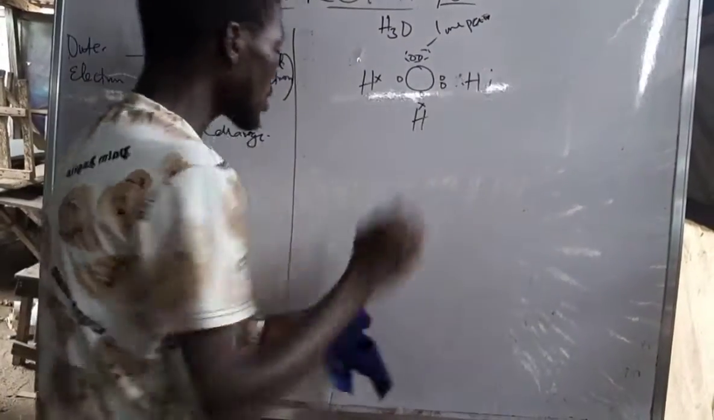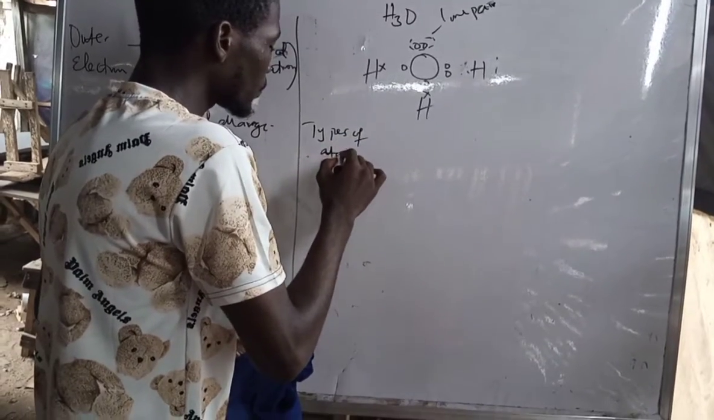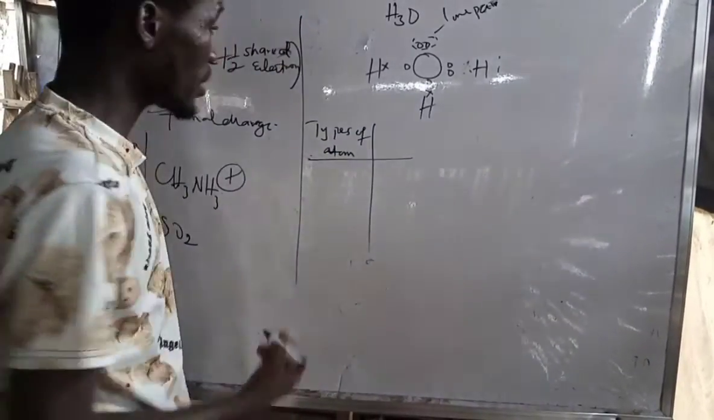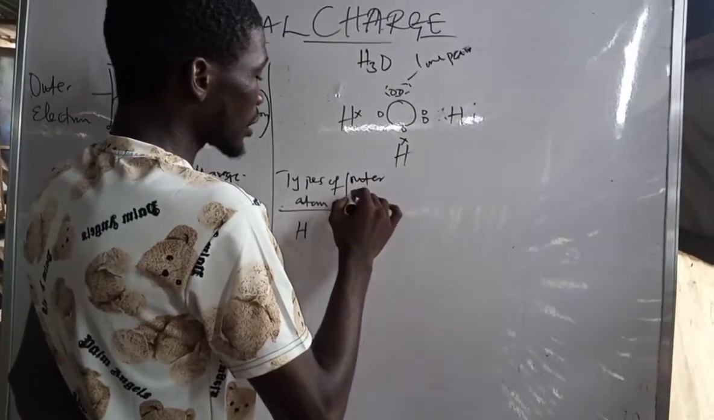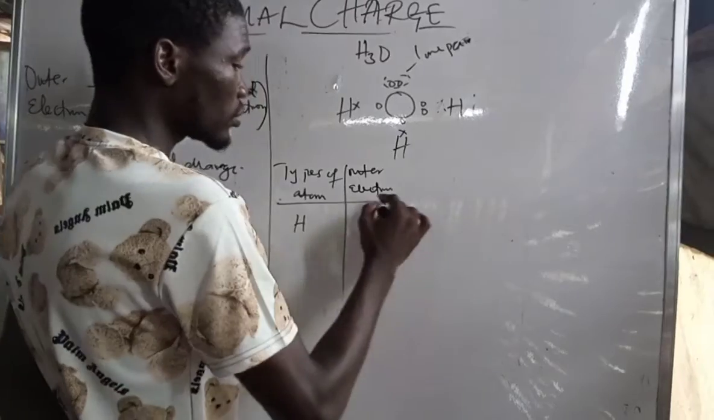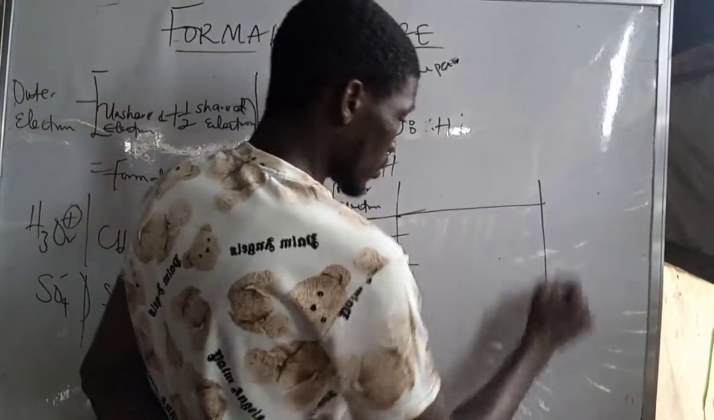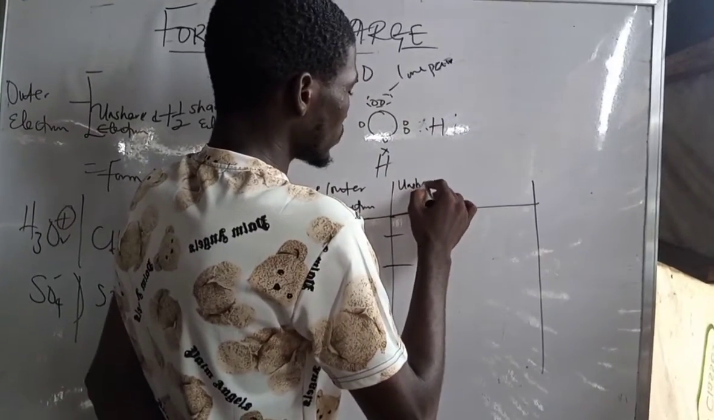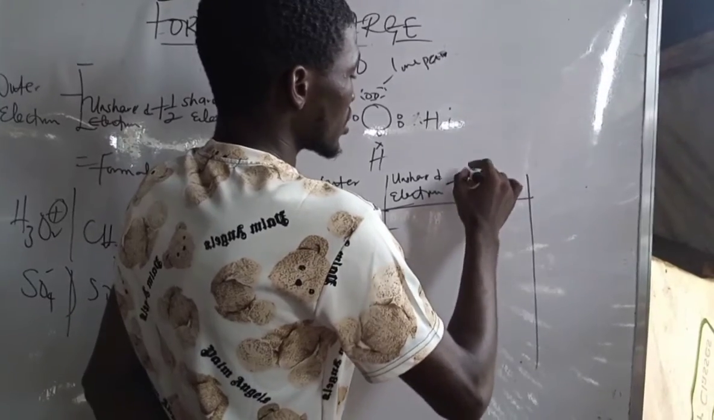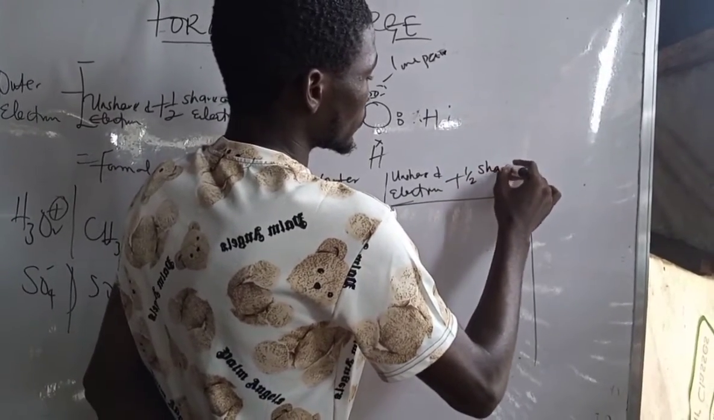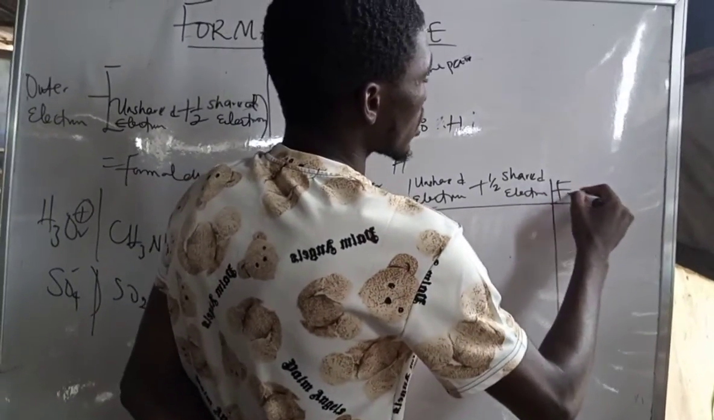So with this I said types of atom. We have 2 atoms here. I have hydrogen. The next thing is outer electron. Don't forget, subtracted from your unshared electron plus half of shared is equal to what? Our formal charge.